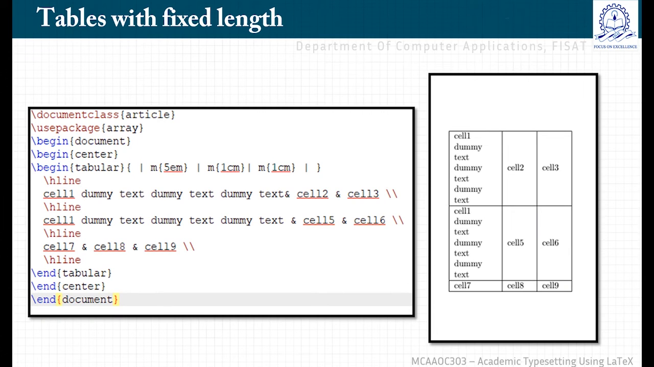Now let us see how tables with fixed length columns are created. The table displayed here has 3 columns and 3 rows. Each column of these tables is specified with a fixed length. For that we use an appropriate argument in the tabular environment. Here the parameter m{5em} sets a length of 5 em for the first table and 1 centimeter for the other two tables. The aligning options are m for middle, p for top and b for bottom. When using these parameters, the text is automatically formatted to fit inside each cell.